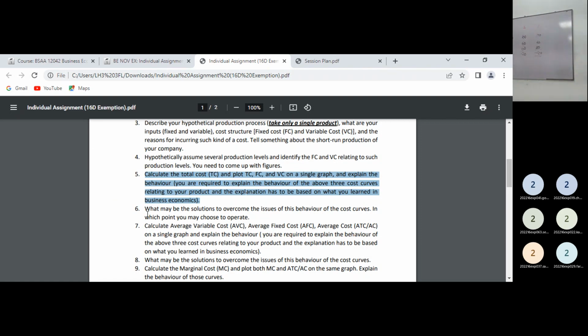Very simple. Then what may be the solutions to overcome the issues of this behavior of the cost curve? In which point you would like to choose to operate? Now, this is your short term. Hypothetically assume several issues. Then come up with solutions. Clear? Are you okay with this? Come up with solutions.